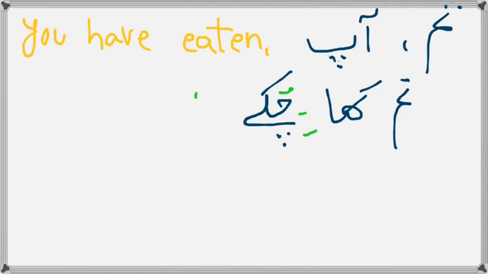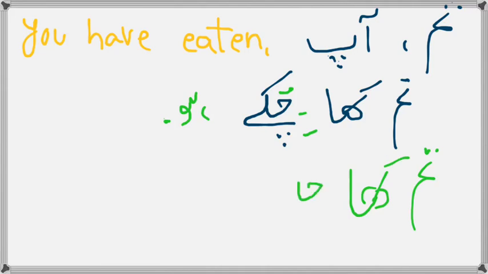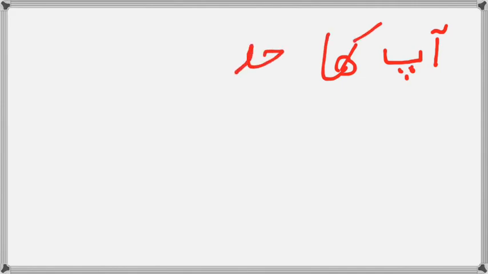तुम खा चुके हो for male and तुम खा चुकी हो for female. But if we want to use आप for respect, then we say आप खा चुके हैं. Let's go to the next page. आप खा चुके हैं. You have eaten.